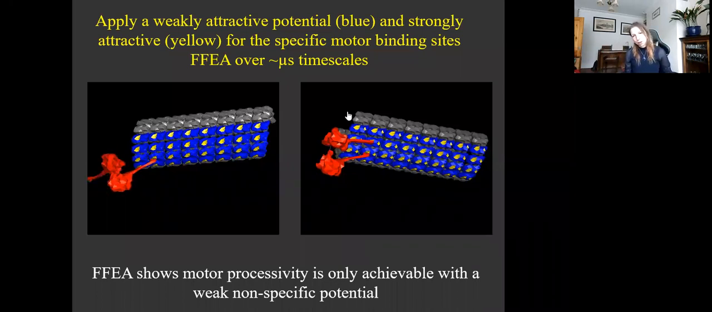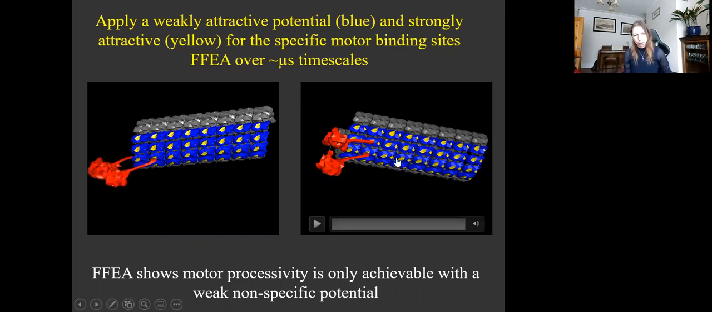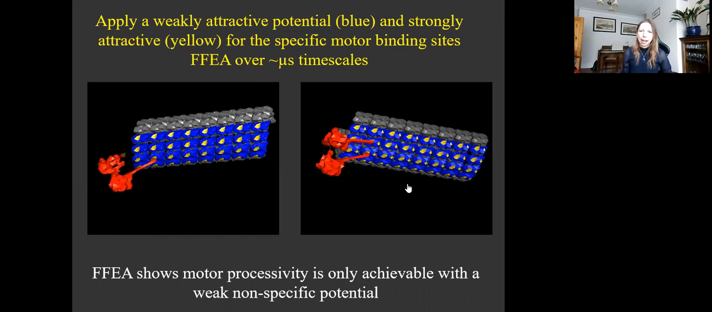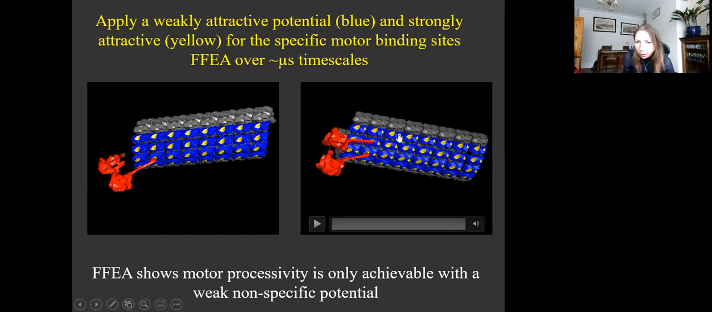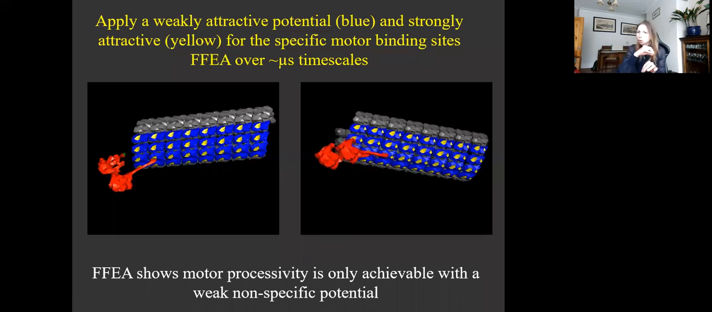So in this simulation, it's exactly the same as the previous one, except now the blue has a non-specific attraction as well as the yellow blobs in the middle, not these ones here. The yellow blobs in the middle are specific binding sites. And now what we see is because there is this mild attraction, not strong enough to make it stick, but just non-specific, the other dynein foot that's not bound will just skim across the surface quite happily and explore the surface.